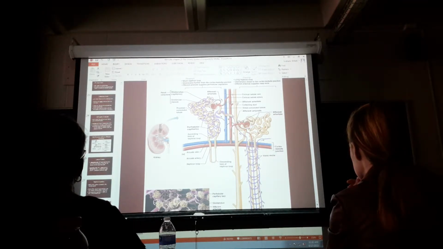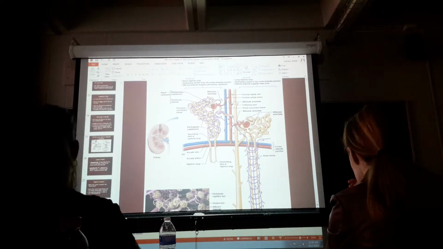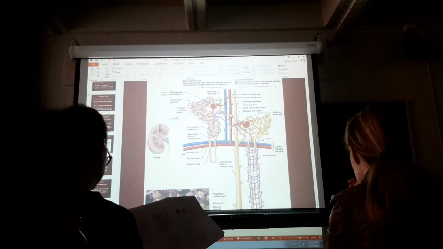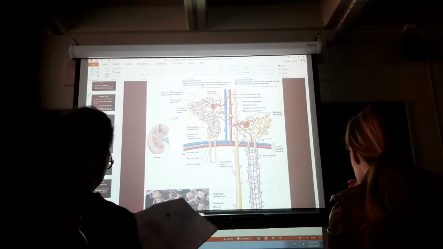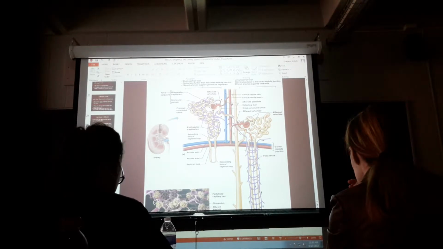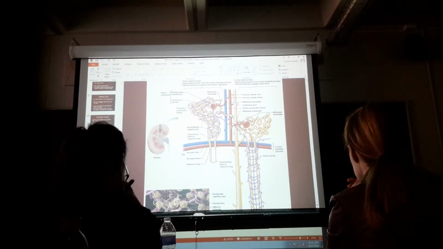Or maybe we want to keep the stuff in there, then we send it on to the PCT and we reabsorb it, and then we send back out 98%. How we send it out is through the peritubular capillaries. And then we continue, we let water out, we let solids out, whatever we want to send back out to the body, we send that out through the vasa recta down here. And then finally, we get into the distal tubule, and then urine comes out the collecting duct.